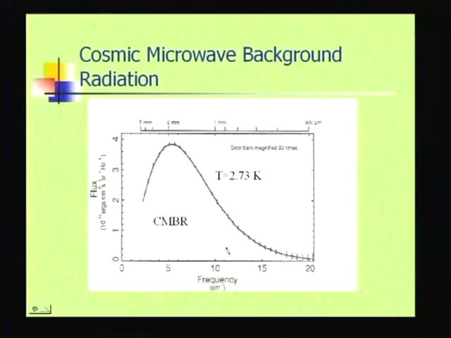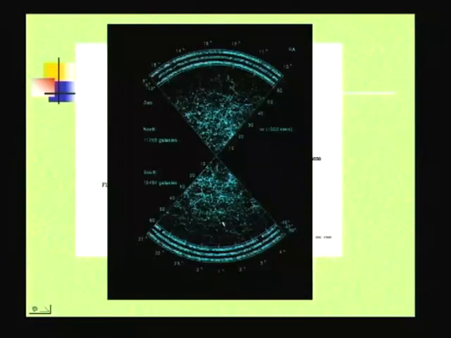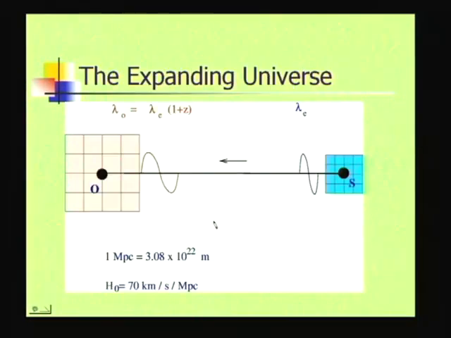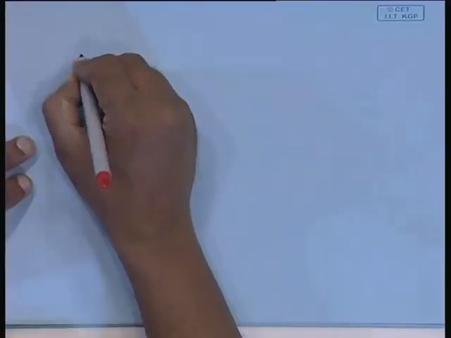Now, we would like to make a model and try to understand the expansion of the universe. To get a good understanding of the expansion of the universe, and to work out its mathematics and quantify it, it is useful to consider what is called a comoving coordinate system.